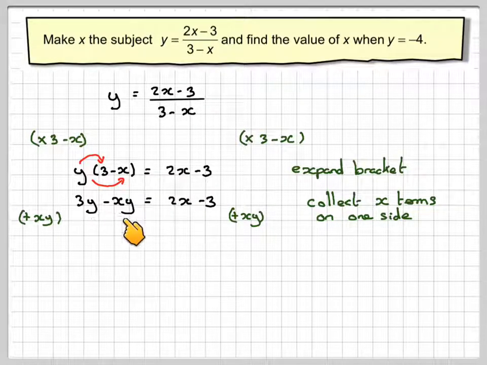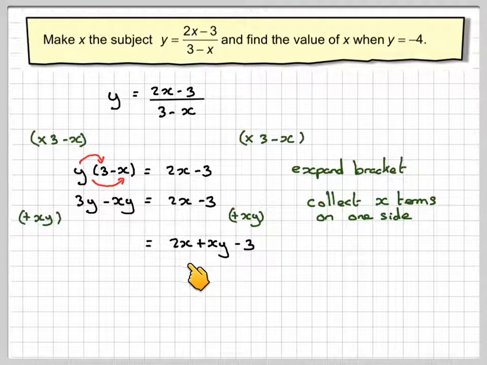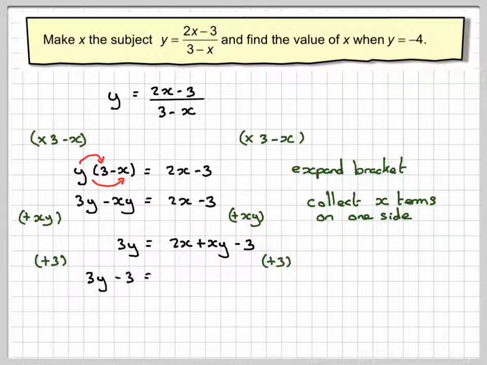So if I add xy to this side, I'm just going to be left with 3y. And on this side, I'm going to have 2x plus xy minus 3. And then I'm going to add 3 to both sides. So we're going to have 3y minus 3 is equal to 2x plus xy.